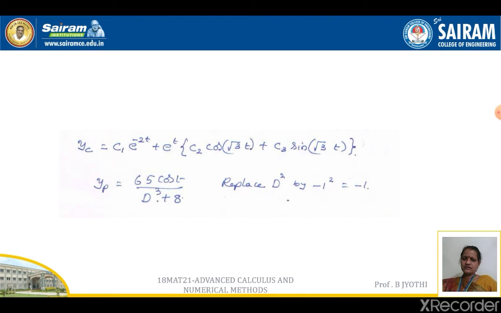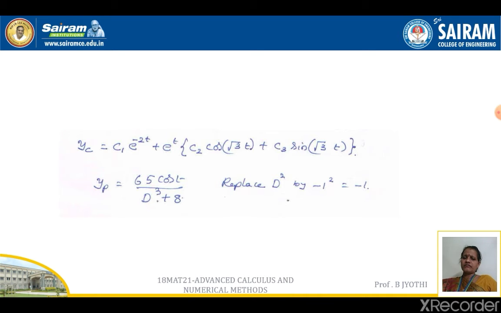So we have to write the solution in terms of t because capital D is d by dt. Therefore, yc equals c1 into e power minus 2t plus e power t into c2 cos of root 3 of t plus c3 sin of root 3 of t. And yp part. When it comes to yp part, we have 65 cos t divided by D cube plus 8.